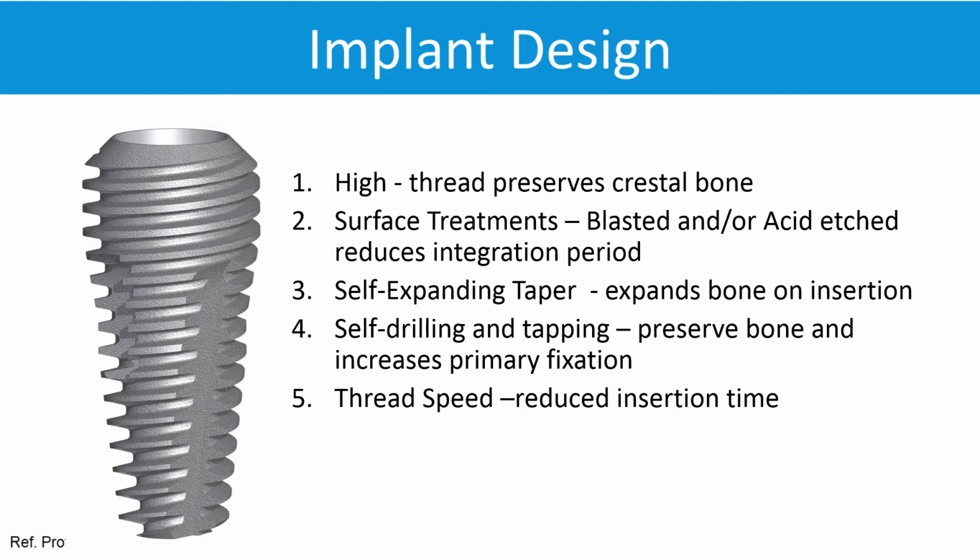There's a trade-off. If we have fewer threads, we're possibly going to get less primary fixation, and threading the implant also increases implant surface area. So the more threads you have on the implant, the better the primary fixation. Also, the more threads you have on the implant, the greater the surface area is. So as we increase the insertion speed, we lose out perhaps on surface area and ability to form reliable primary fixation.